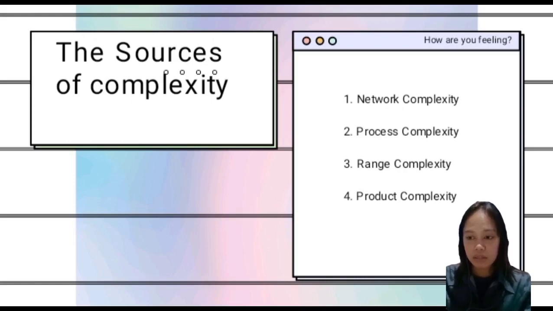Third is range complexity. It is about the range of products or services that they offer in the market, which has a tendency to grow rather than reduce. Fourth is product complexity. It is about the design of the product, the materials or components to be used. So if not managed properly, complexity leads to increased cost and decreased customer value proposition.